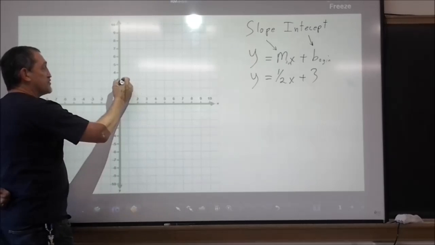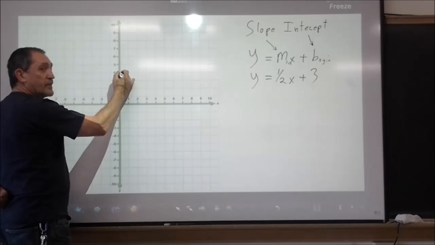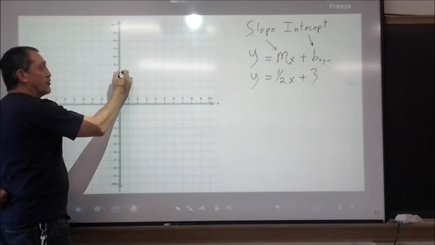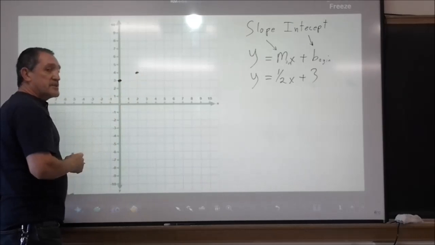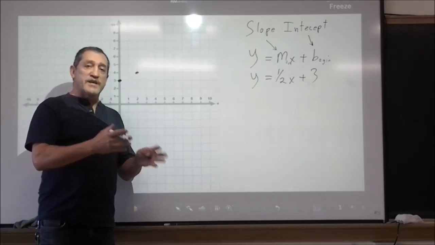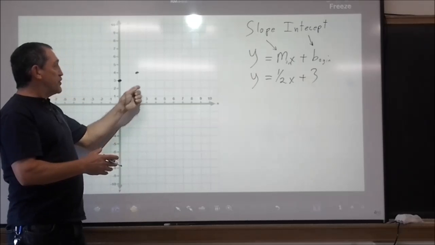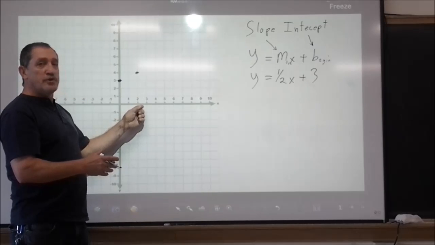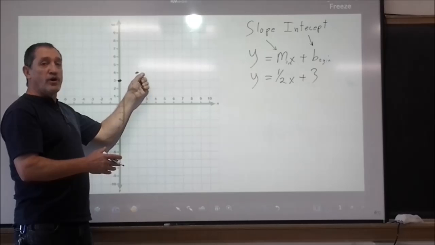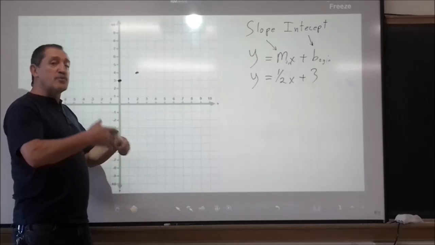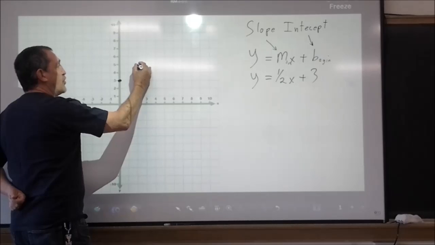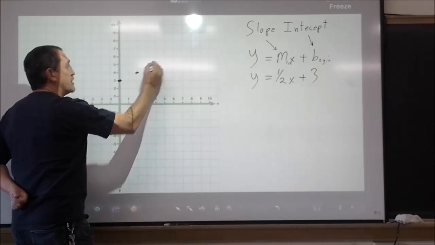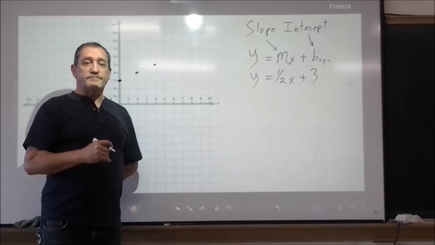So we are going to rise from this point 1, positively, and we're going to run from this point positively 2. And we have our second point. If this was a table of values, you would have put in 2, you would have gotten 4. But instead, we're just shortcut. From this point, rise again positive 1, run positive 2, you've got your third point.